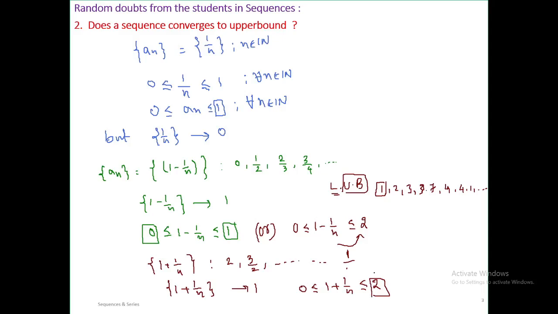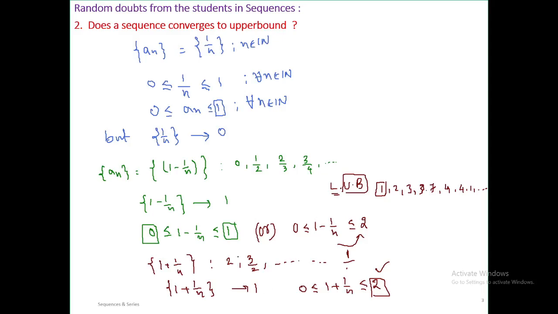We can write its upper bound as 3 also, or more than 2. That means 2 is the maximum term in the sequence. That's why each and every number is less than or equal to 2. So it is an upper bound, but it doesn't mean that the sequence converges to 2. It is converging to 1. So there is no relationship between the converging point and the upper bound or lower bound.